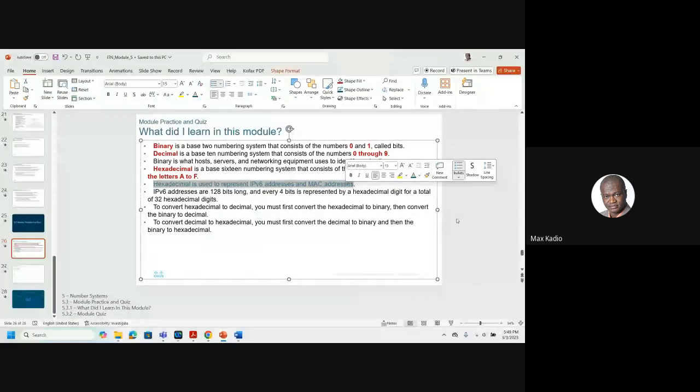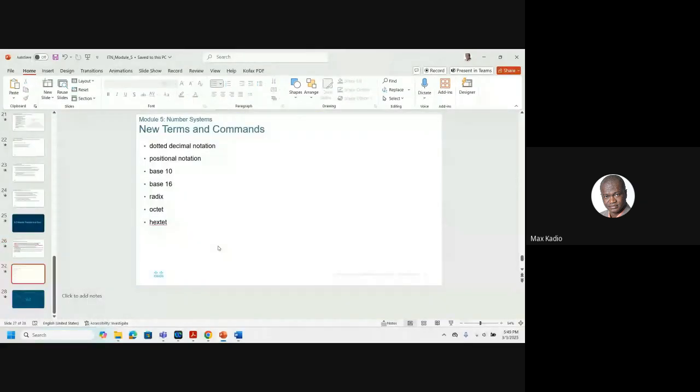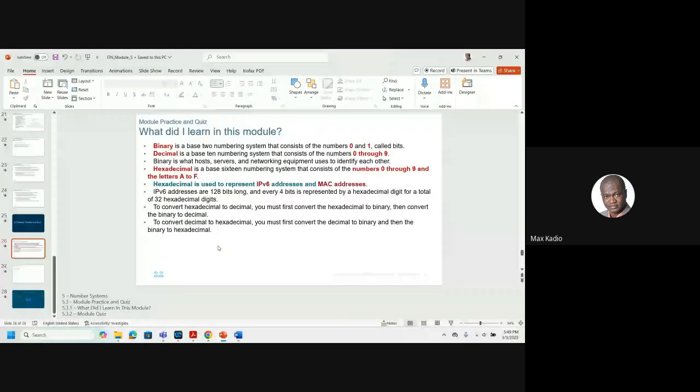So hexadecimal, we'll use them mostly for IPv6 and MAC addresses. We'll study IPv6, and we'll now see how to do the conversions. So this is what chapter 5 is about: the binary system, the decimal system, and the hexadecimal system.